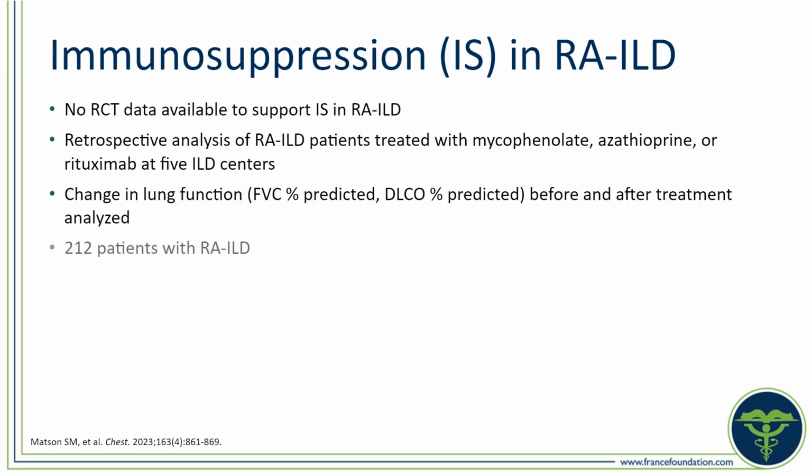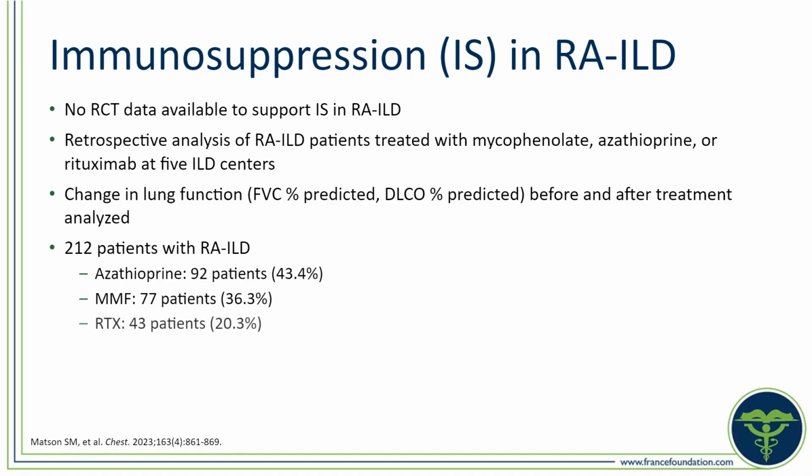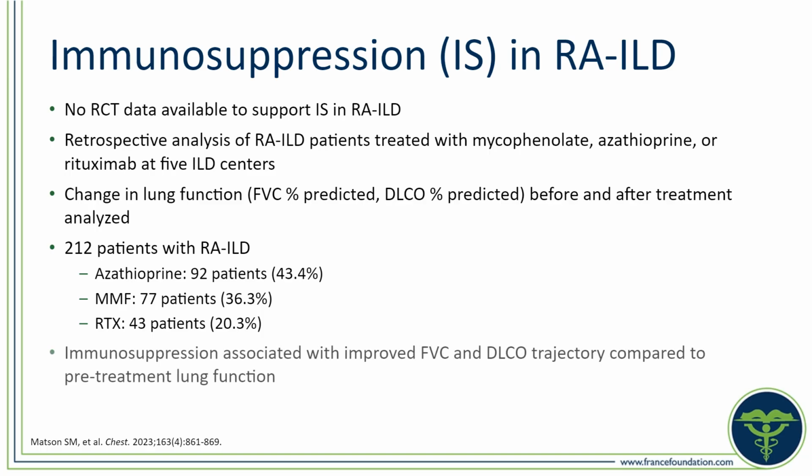They looked at 212 patients with RA-ILD. 92 patients were treated with azathioprine, 77 patients were treated with mycophenolate, and 43 patients were treated with rituximab. What they found is that immunosuppression is associated with an improved FVC and DLCO trajectory compared to pre-treatment lung function.